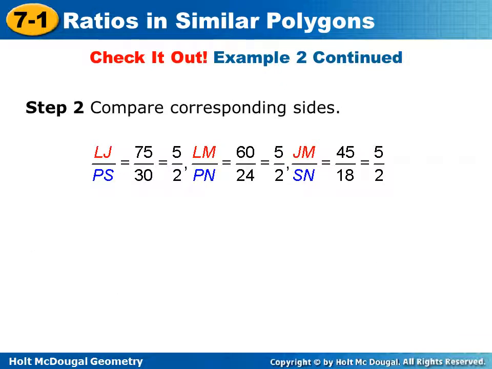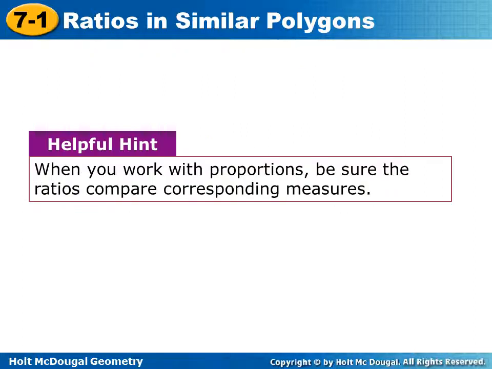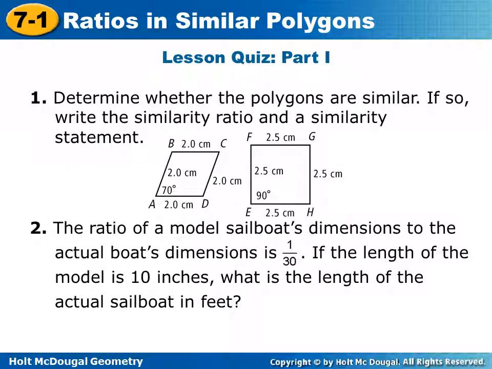Now we compare the corresponding sides. LJ to PS is 75 over 30, and that reduces to 5 over 2. LM to PN is 60 over 24, which reduces to 5 over 2, and JM to SN is 45 over 18, which also reduces to 5 over 2. Therefore, the similarity ratio is 5 over 2, and triangle LMJ is similar to PNS. When you work with proportions, be sure the ratios compare corresponding numbers.